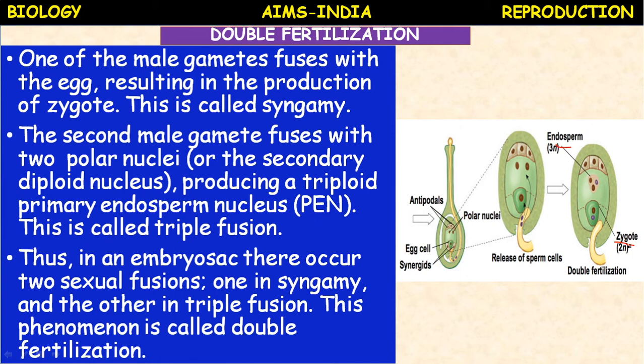So this is the unique feature, double fertilization and triple fusion. It is a unique feature of typical angiosperms. And this endosperm cell develops into endosperm, while the zygote develops into an embryo. So this is the process of fertilization.